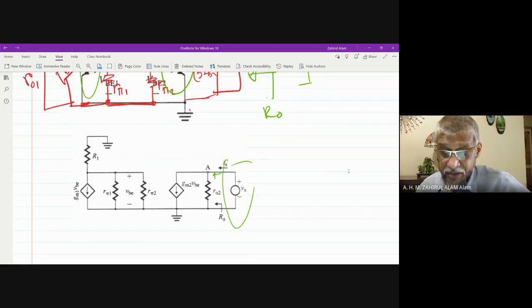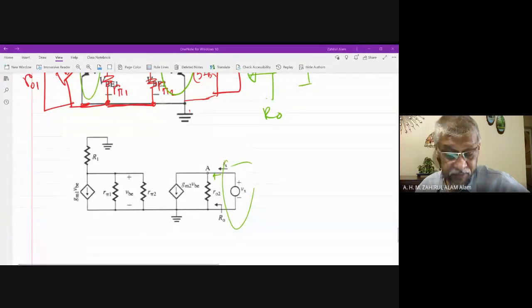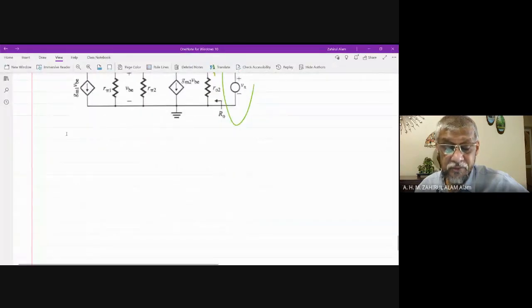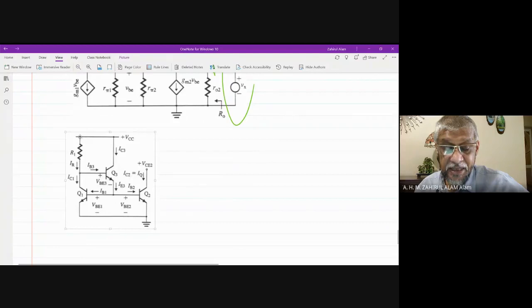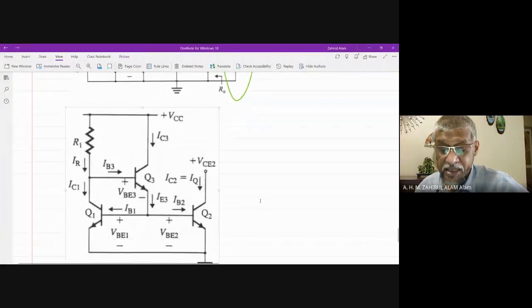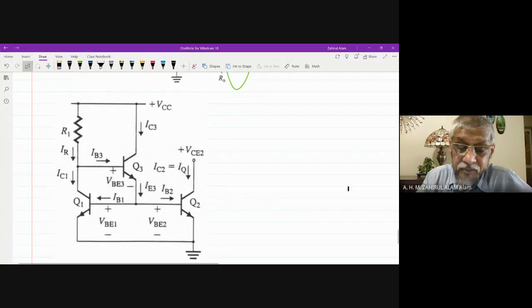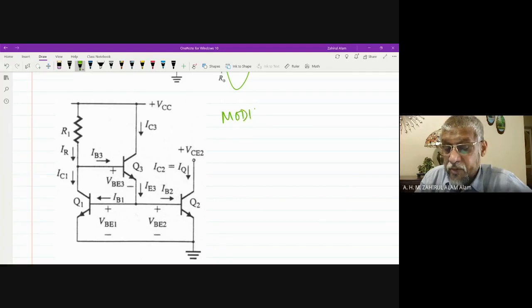So therefore, we need to modify this circuit to get a better response. So what is a better response? So now we change this diagram, which is known as the modified current source.